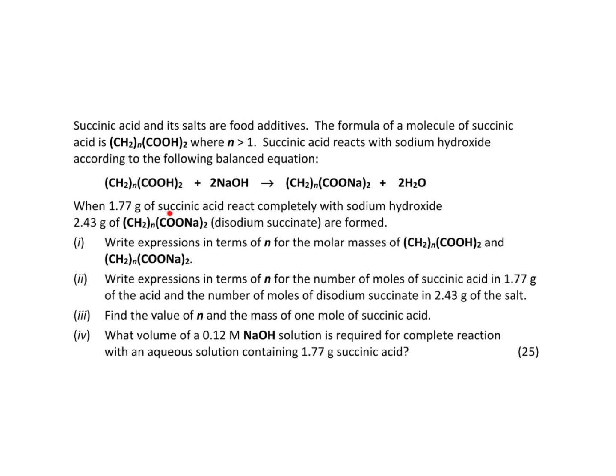We're then told that 1 gram of the succinic acid reacts completely with sodium hydroxide and produces 2.43 grams of the disodium succinate. And straight away I can see I've got grams here, so I may have to undergo conversion from grams to moles.